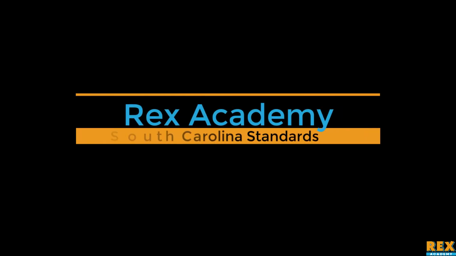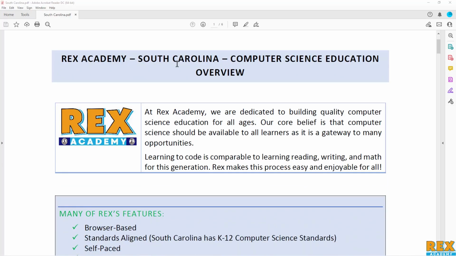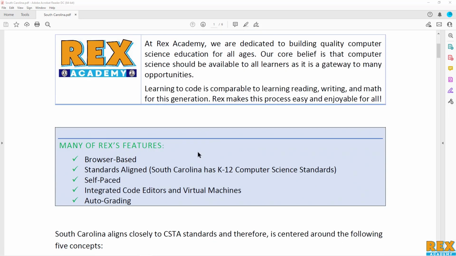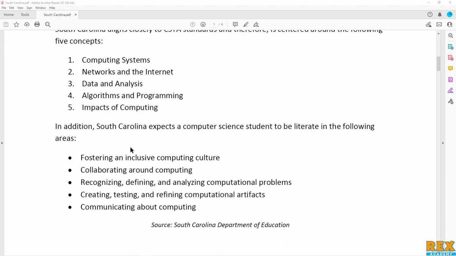Welcome, and let's take a look at South Carolina computer science standards. South Carolina, like most states, has pretty much borrowed extensively from the CSTA standards that we already all know and love. So South Carolina aligns closely to CSTA and therefore is centered around the following 5 concepts: computing systems, networks and the internet, data and analysis, algorithms and programming, and then of course impacts of computing.